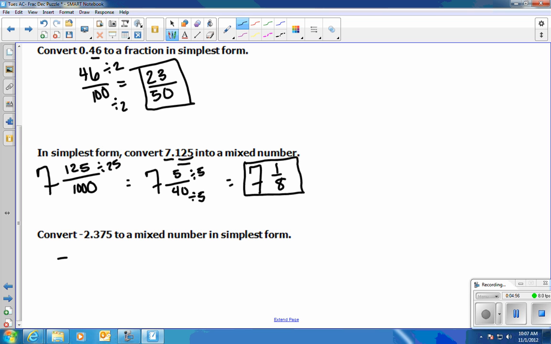This one's negative, so that just means we have a -2 hanging out front. 375 thousandths. So again, 3 decimal places, 3 zeros. I'm going to divide that by 25, which gives me 15. And again, the bottom is 40. Don't forget your -2 out front, like I almost did. I could still divide more. I can divide by 5 again. So it's going to give me -2 and 3 over 8.